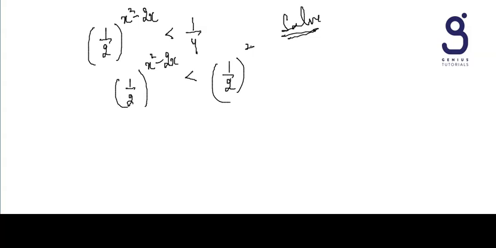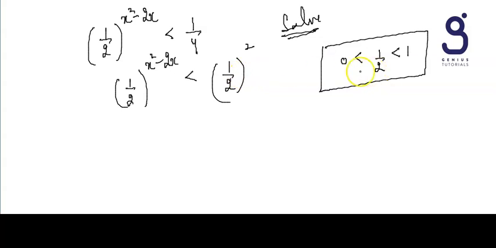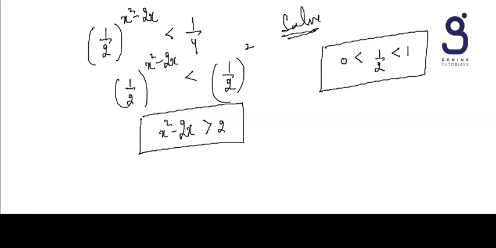Now a very important thing here is that the base is 1 by 2, which is less than 1 but greater than 0. So that means if this base is less than 1, then the power x square minus 2x should be greater than 2. That means this will be x square minus 2x minus 2 greater than 0, or you can say x square minus 2x plus 1 minus 3 greater than 0.